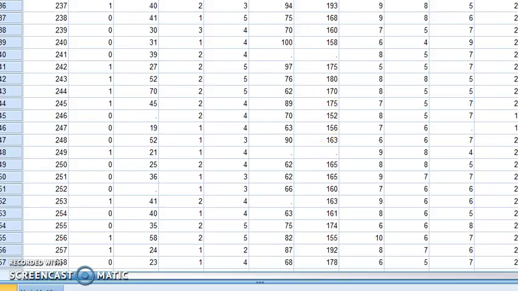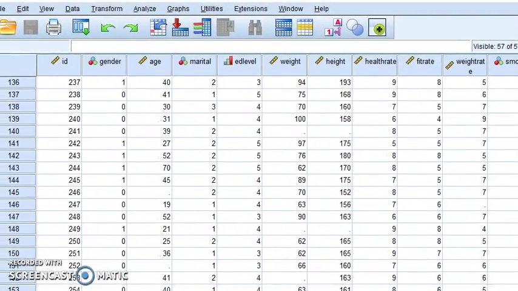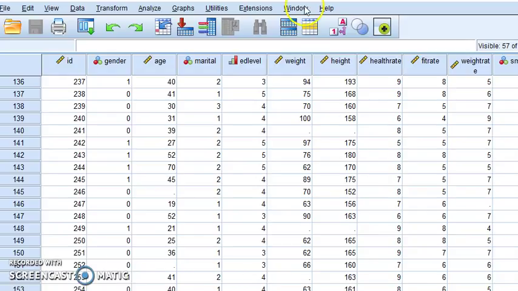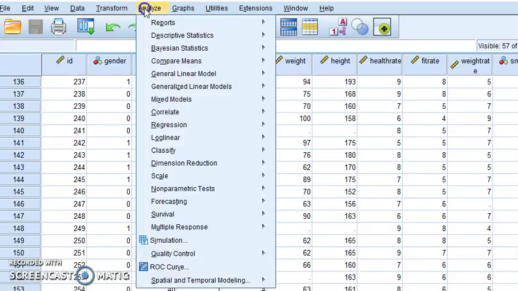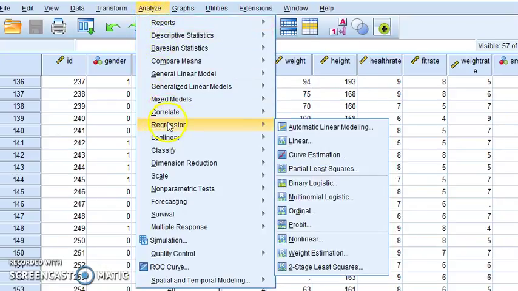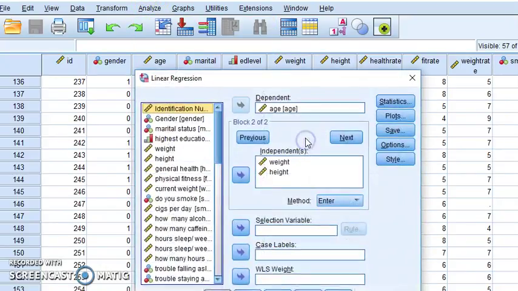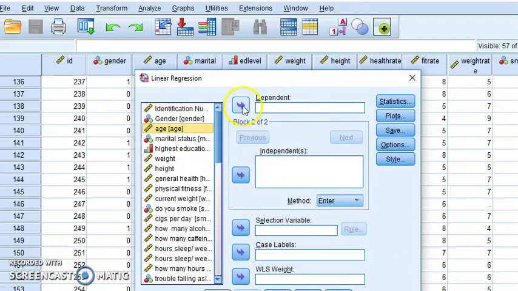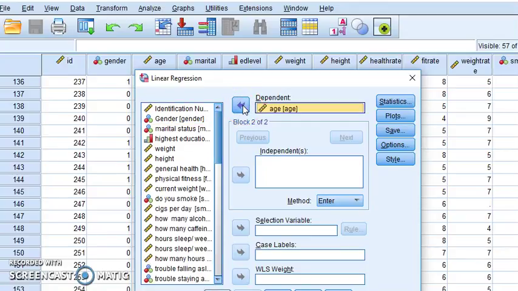So what we're going to do is look at running a simple linear regression, and in this case we are going to use one and then multiple variables to see if they can accurately predict age based on the data that we've gathered. To complete this analysis, we go up to Analyze, and then down to Regression and Linear Regression. Now in here we want to predict age, so that becomes our dependent variable.